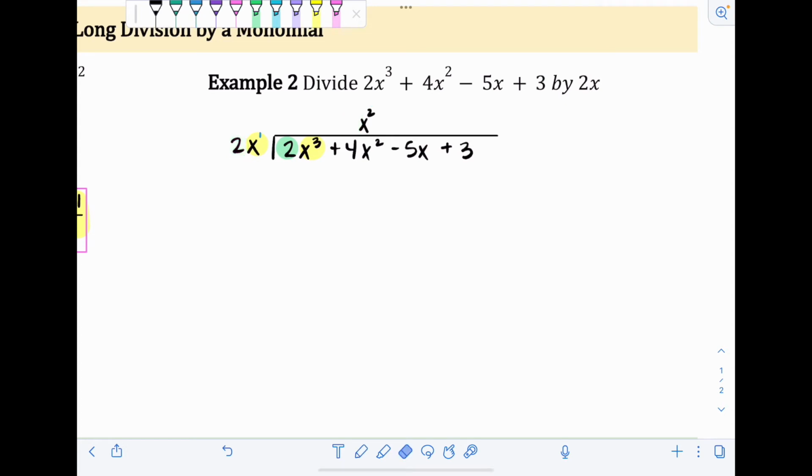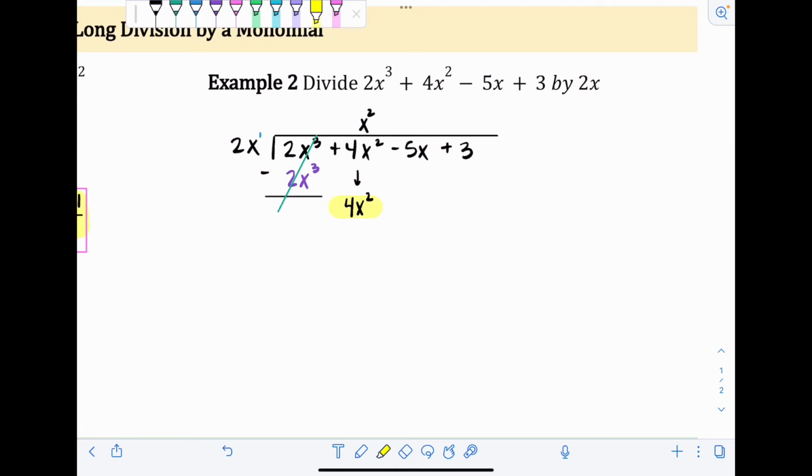Okay, and now that we've placed a new term on top, we take that new term and multiply it back through. So we do x squared times 2x, which is 2x cubed. And these should always be the same because you're trying to cancel out that first term to move down to the next one. So we subtract: 2x cubed minus 2x cubed is 0. That cancels it out. And then I move down to the next term. I bring down my 4x squared, and that becomes the new thing that I'm dividing into.